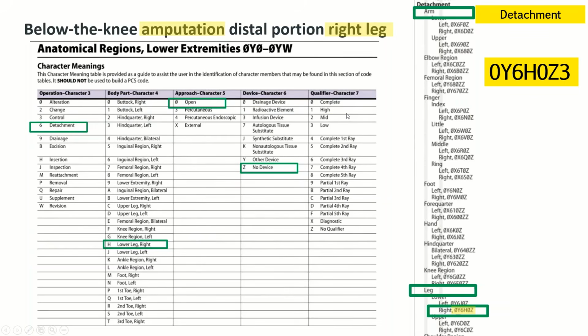All right, so we know we have our code. Our code is 0Y6H0Z3, but let's go ahead and write down what high means. High means proximal, mid means mid, and low means distal. And if it's low, it's 3, and that is our code, 0Y6H0Z3.